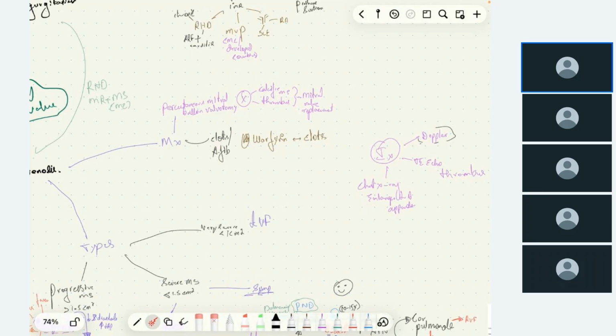The definitive management of mitral stenosis is percutaneous mitral balloon valvotomy, meaning pass a balloon into the chamber, inflate it, and make the stenosed mitral valve widened. We can't do this procedure if the patient has calcific mitral stenosis or he has developed thrombus. In those cases, we'll do open heart surgery and do mitral valve replacement. This is about the management of this condition, mitral stenosis.